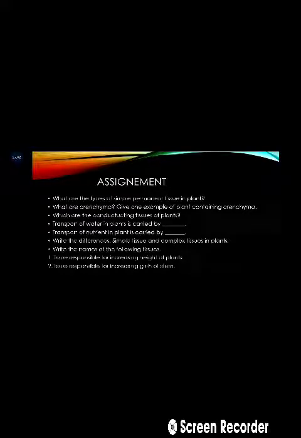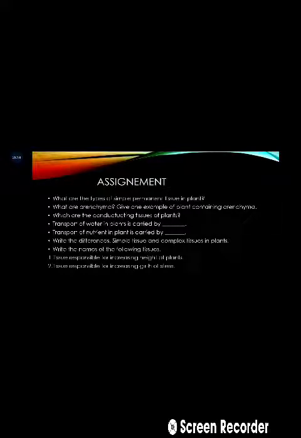Write the difference between simple tissues and complex tissues in the plant. Simple tissues are made up of a single cell type, whereas complex tissues are made up of more than two cell types. Examples of simple tissues are parenchyma, collenchyma and sclerenchyma. Examples of complex tissue are xylem and phloem.